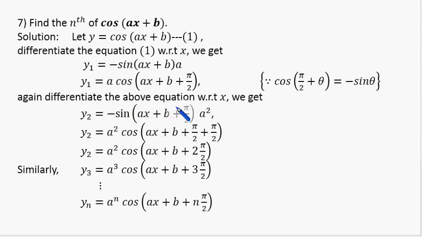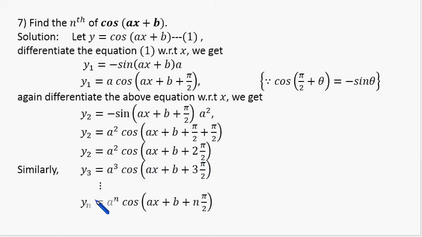So again, we are differentiating this with respect to x, we will get a. Here a is there, here also a is there, that is a square. So once again, sine can be written in terms of cos. We can add that pi by 2 here, that is a square into cos of ax plus b plus pi by 2 plus pi by 2. Therefore y2 is equal to a square into cos of ax plus b plus 2 pi by 2. So similarly, y3 is equal to a cube into cos of ax plus b plus 3 pi by 2.